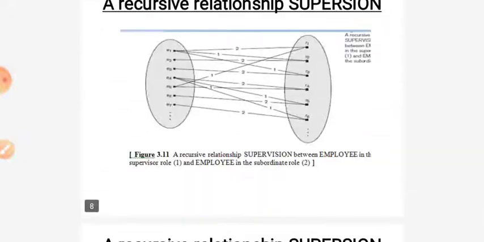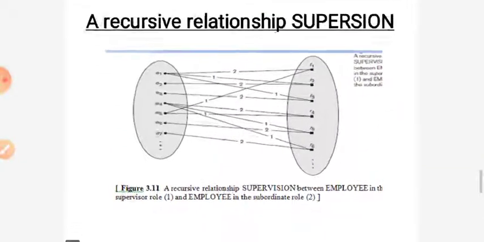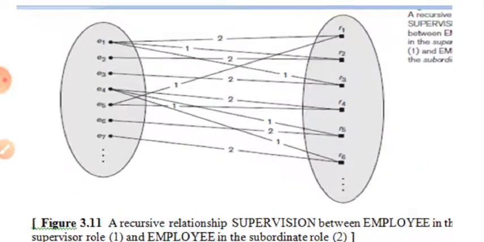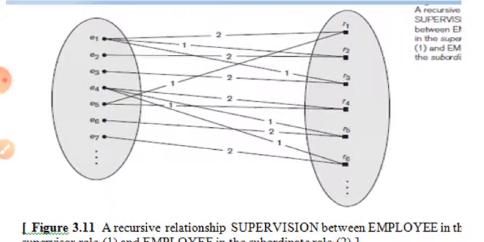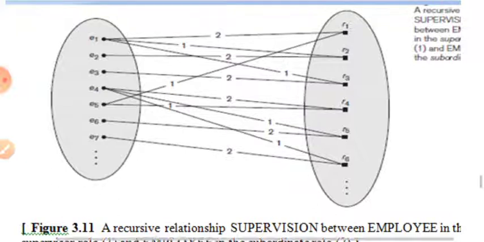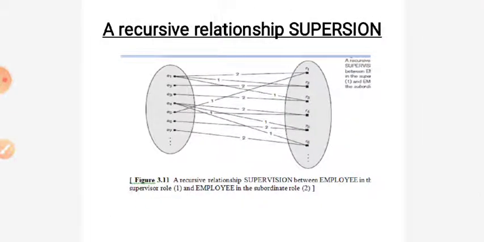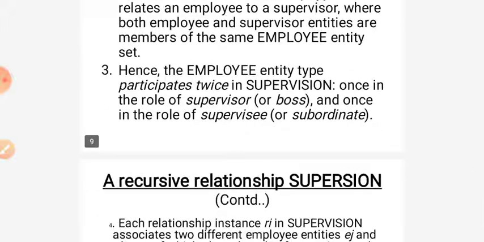So you can see, students, in this relation, E1 supervises. Here left side is employee, right side is the relationship. So this employee entity participates 2 times in the relationship, as supervisor and supervisee. Students, this is very interesting for you.